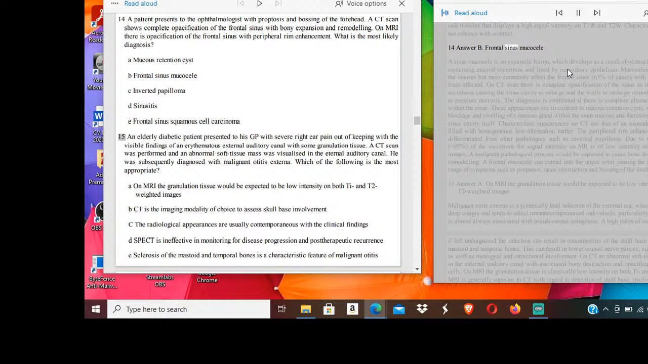14. Answer B. Frontal sinus mucocele. A sinus mucocele is an expansile lesion, which develops as a result of obstruction of the sinus ostium, containing mucoid secretions, and lined by respiratory epithelium. Mucoceles can arise from any of the sinuses, but most commonly affect the frontal sinus, in 65% of cases, with the sphenoid being the least affected.